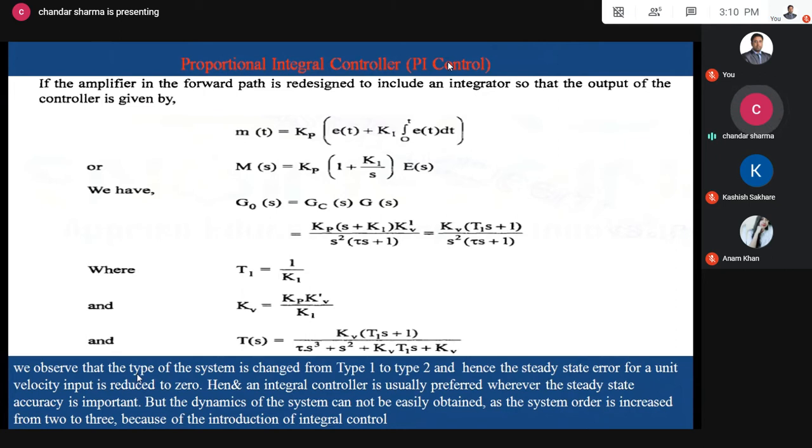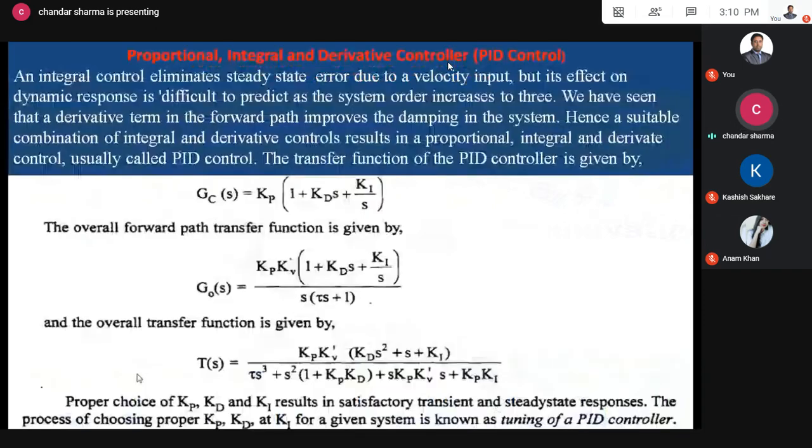But the dynamics of the system cannot be easily obtained. As the order of the system is increased from 2 to 3 because of the introduction of integral control, though with the introduction of integral control your steady state response is improved, your stability margin is reduced. Okay, so this is the integral control. With the introduction of integral control, we can improve the steady state response of the system.